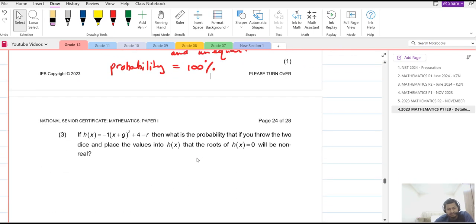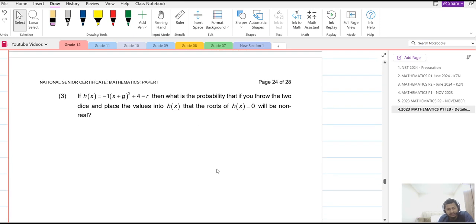Let's move on. If h of x is equal to negative 1 times (x plus g) all squared plus 4 minus r, then what is the probability that, if you throw the two dice and place the values into h of x, the roots will be non-real? What are non-real roots? Delta less than 0. So let's try to do that.